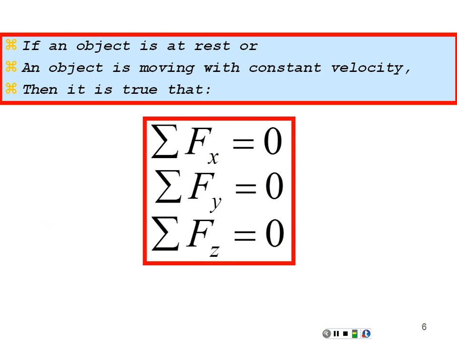If there's no net force on it, it doesn't matter which direction you choose, you add up those components of the forces at that moment, and they should add up to 0, at least in a vector sense.